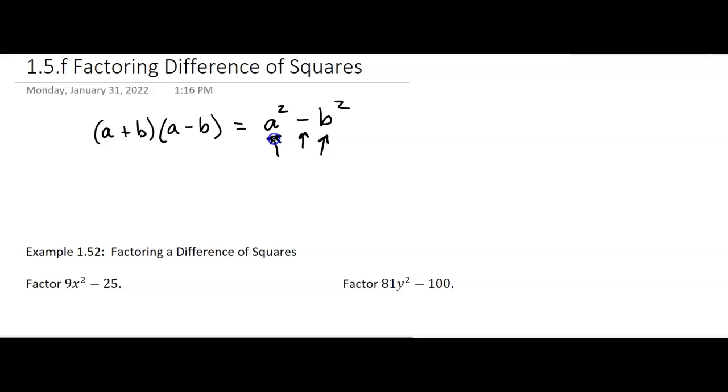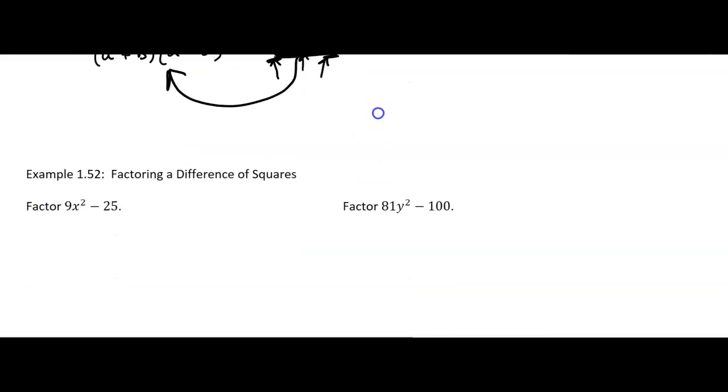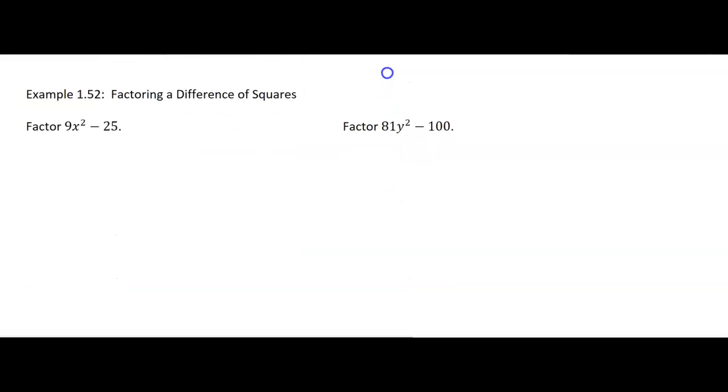The first term's a perfect square and the last term's a perfect square. There's only two terms and it's subtraction. Well, now if it follows this form, then we can factor it over here. Okay, so this is my favorite. It comes up a lot, and there's not a lot of writing. Once you see it, then you go, oh, okay. So they go really fast.